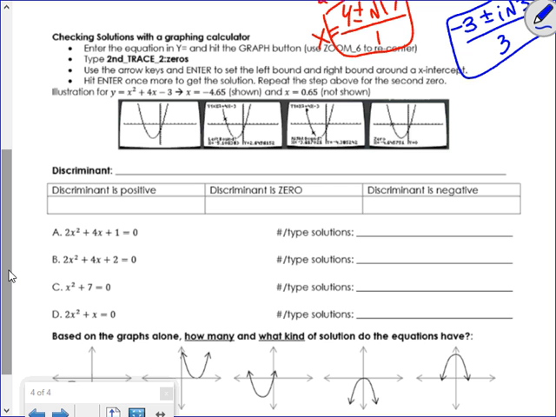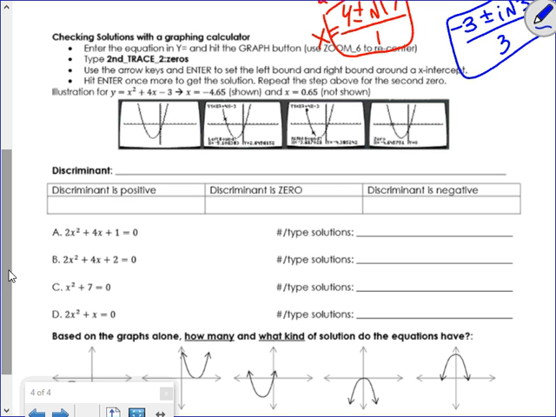So you can either use your TI calculator using this process that I've tried to put in as much detail as I can here for you guys to understand. This is what your screen looks like. So you can use your TI calculator to check your answer, or you can use Desmos by graphing and looking at the x-intercepts.